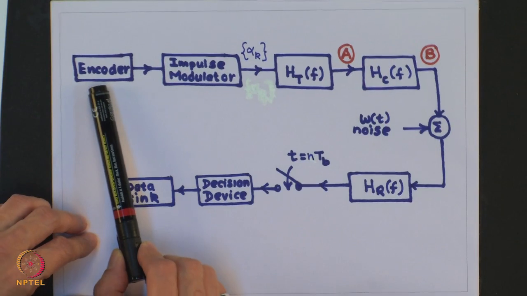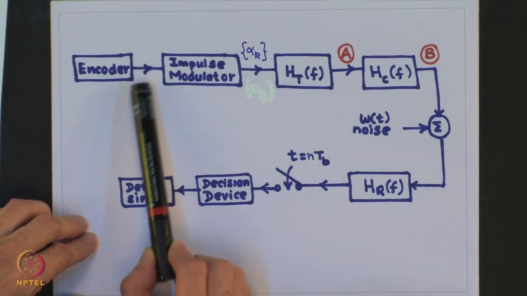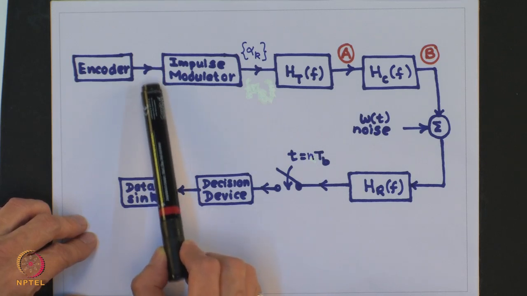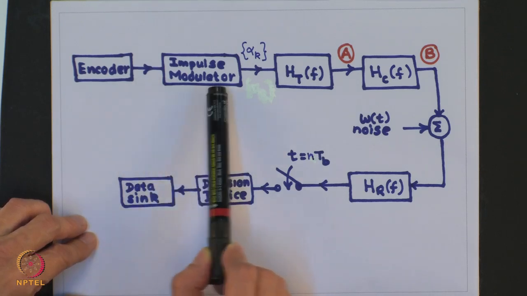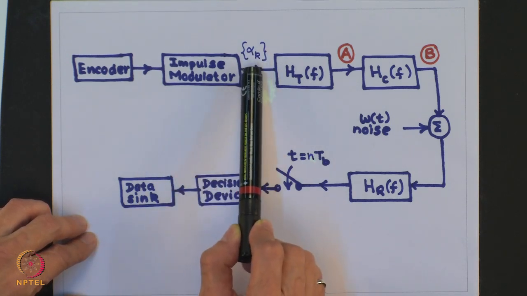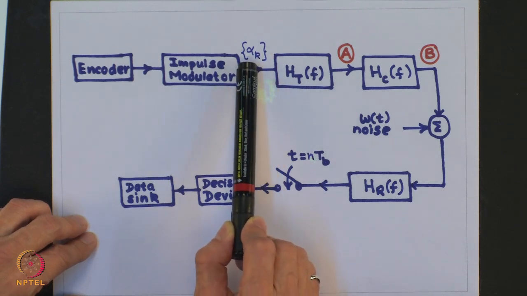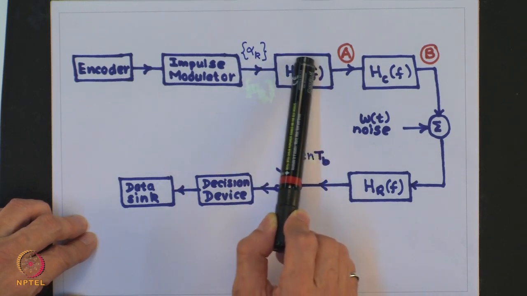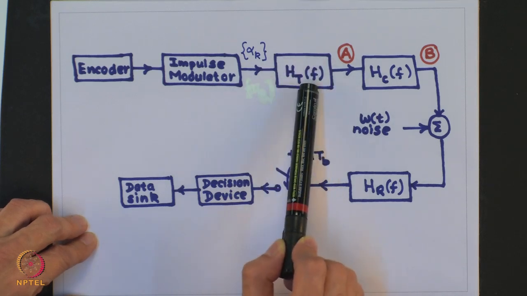We will try to model this digital communication system as shown in this figure. So, I have an encoder. The encoder output is usually the binary stream, and this binary stream is passed on to the impulse modulator, the output of which are the amplitudes alpha k, these are impulses, and then this impulse train basically is fed to a filter HTF, this is known as a transmitting filter.